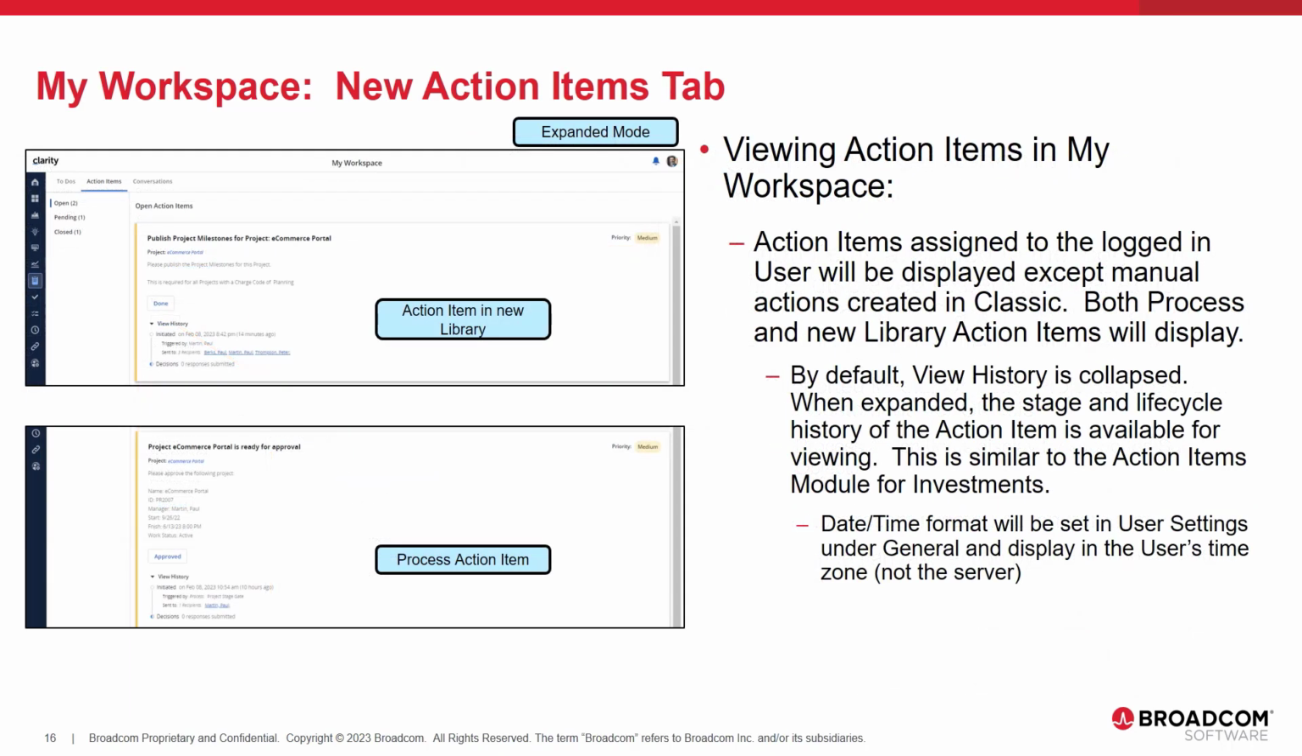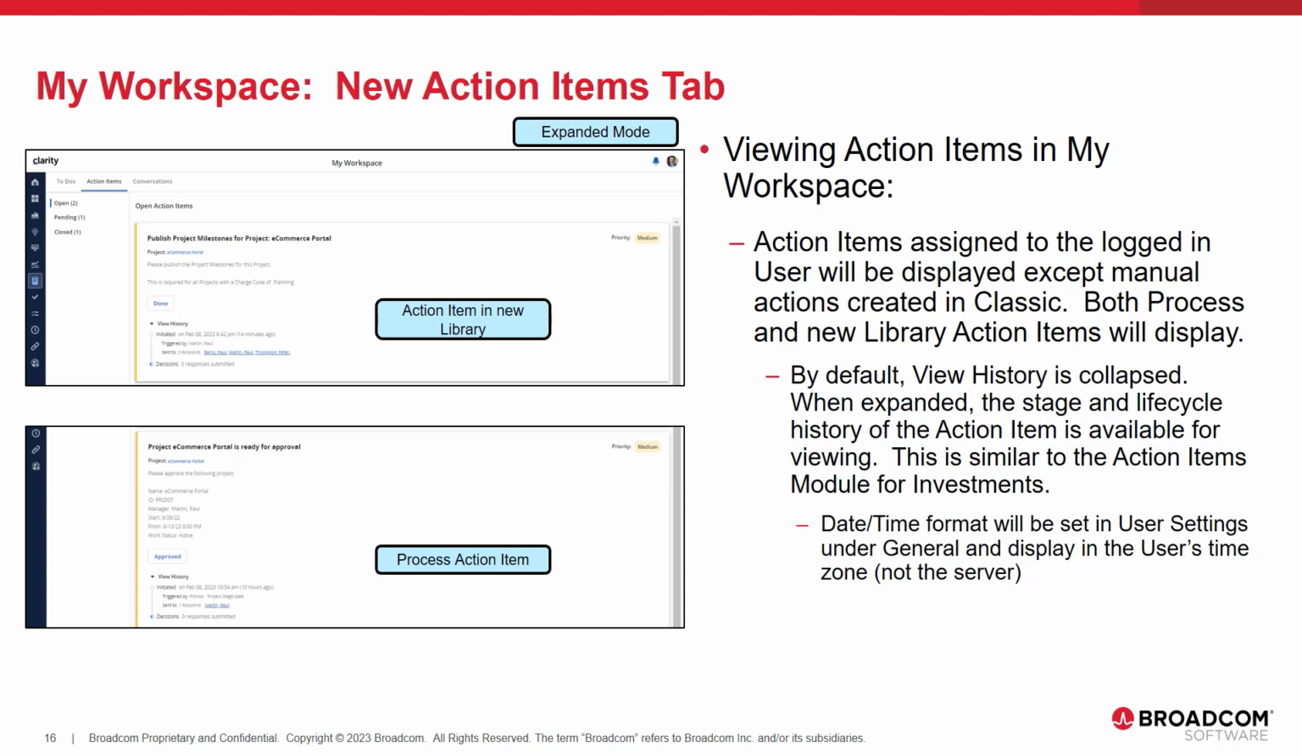So by default in My Workspace, the view history section is collapsed. And I wanted to show you a couple of screenshots of what it looks like whenever it's expanded. And I have two examples here. The top screenshot is an example of an action item from the new library, and the bottom one is an example of an action item that was generated by a process. You can see that they're pretty identical, except for the triggered by field.